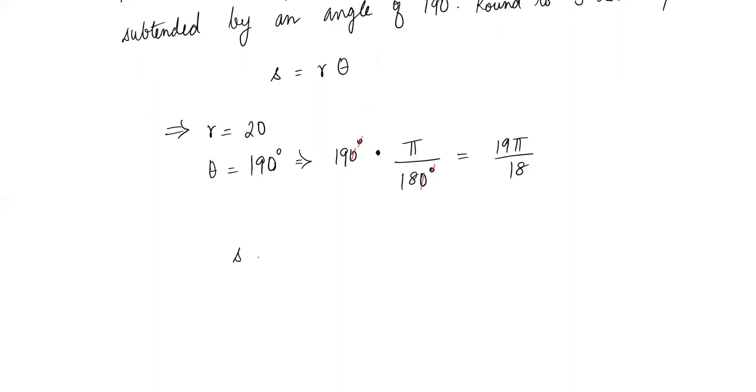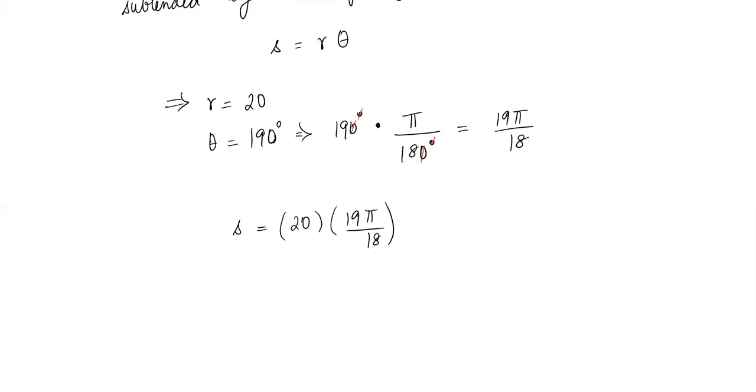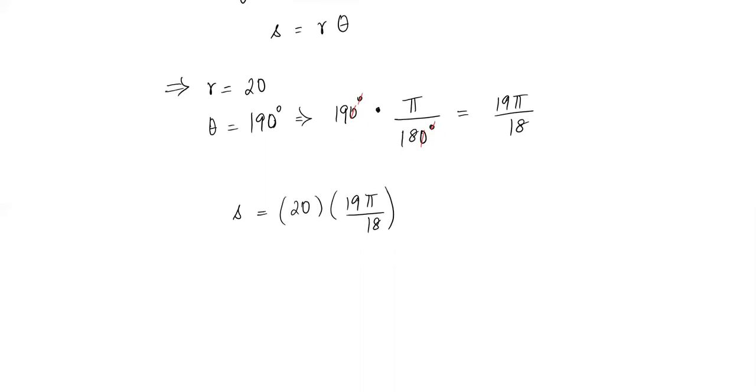Now we're ready to plug it in the formula. S equals R theta, so 20 times 19 pi over 18. And what's nice about the arc length is it will give the answer in the same measure as the radius. Here the radius was measured in units, and so your answer would just be units. But when they give you specific units, then your arc length would match that unit. Use your calculator, and that comes out to be 66.323. And that would be your answer for the arc length.